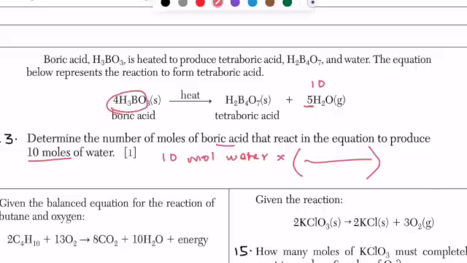According to the equation, for every 4 moles of boric acid, we need 5 moles of water. Now that you have the correct setup, we can just go ahead and do the math. 10 times 4 is 40, divided by 5, that gives you 8 moles of boric acid that we need if we want to produce 10 moles of water.